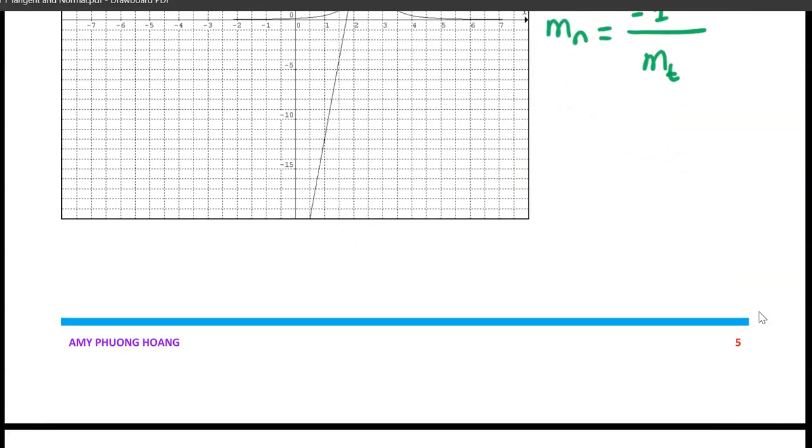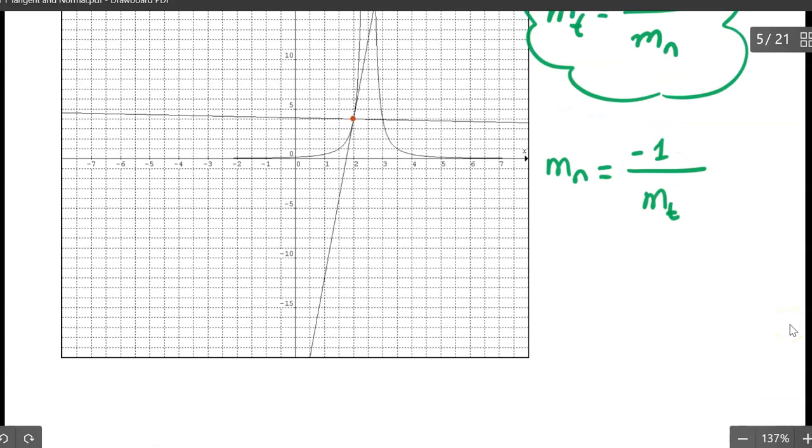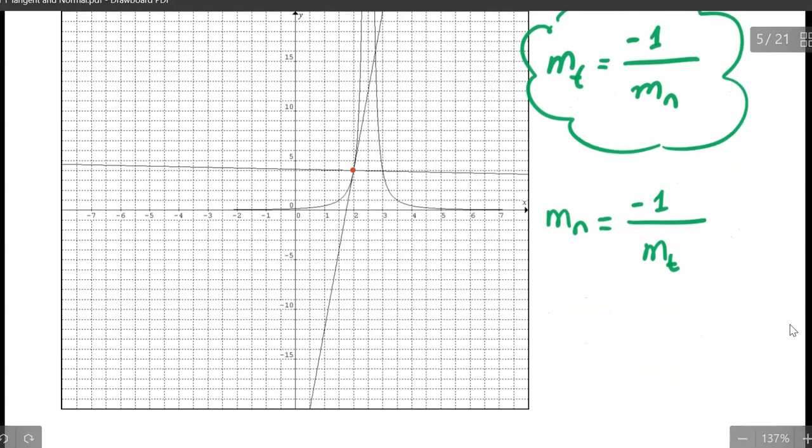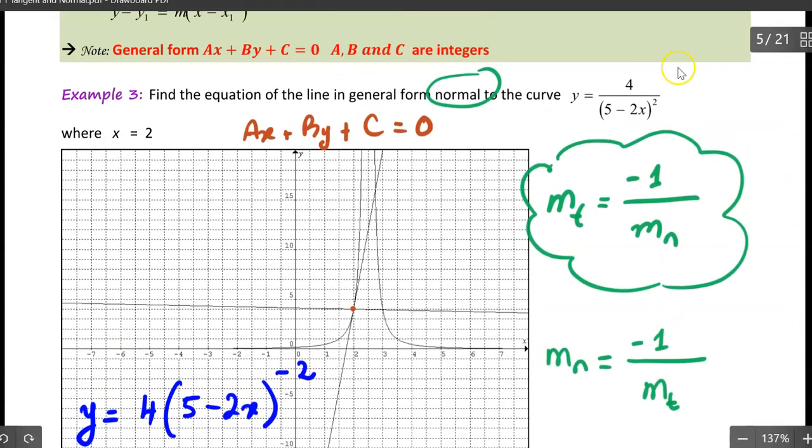So let's differentiate. The equation given to us is this. I will write it as y equal to 4 times (5 minus 2x) to the exponent negative 2. Before you differentiate, analyze this a little bit. You have 4 divided by this binomial raised to exponent 2. Do you need to use a quotient rule? No, you don't have to, because you don't have a variable x as a numerator.